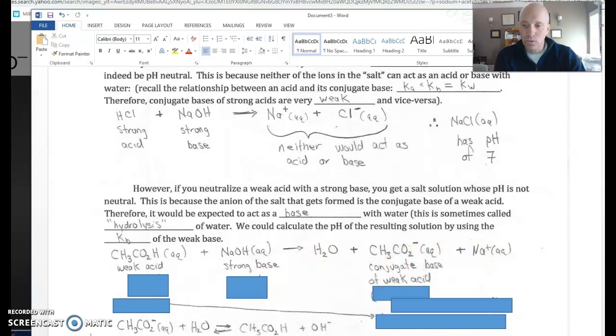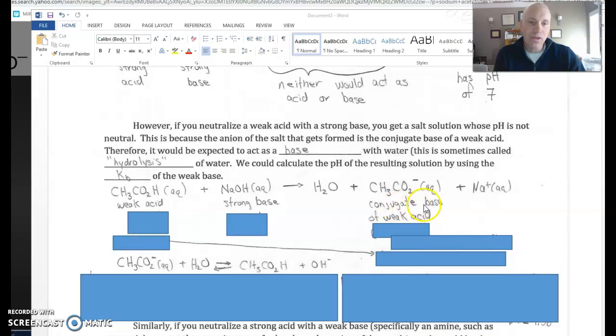We know that the resulting solution is going to be basic because it contains a weak base. Hopefully it makes intuitive sense that if you had equal parts of a weak acid and a strong base, these are not equal in terms of their strength. You would expect the resulting solution to be more towards the basic side because it's a strong base with a weak acid.